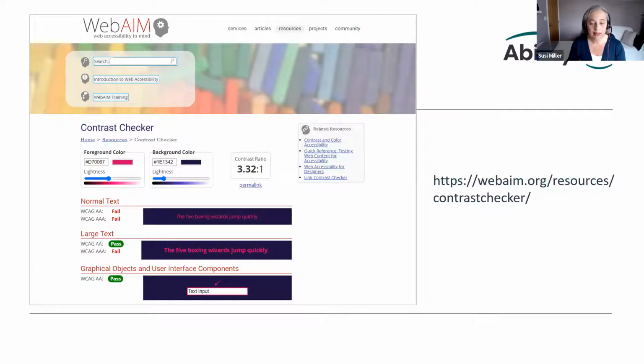Now, I always recommend the WebAIM one. I know there are lots of other alternatives, but this is one that I tend to find easiest to use and easiest to see if my color combination passes WCAG requirements. And also I like it because it has a lightness slider, which allows me to lighten and darken colors if they don't pass. So I think this is my key takeaway because, again, it has impact on so many people.